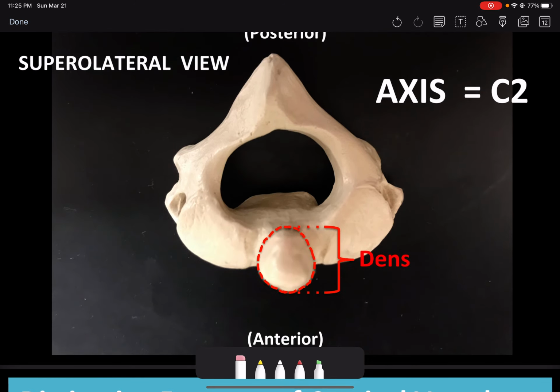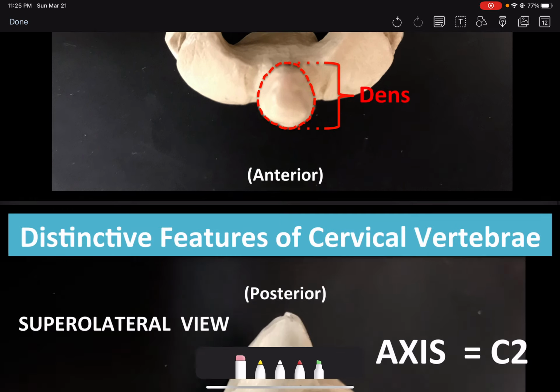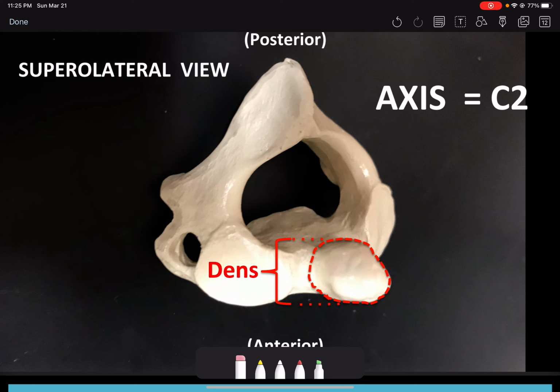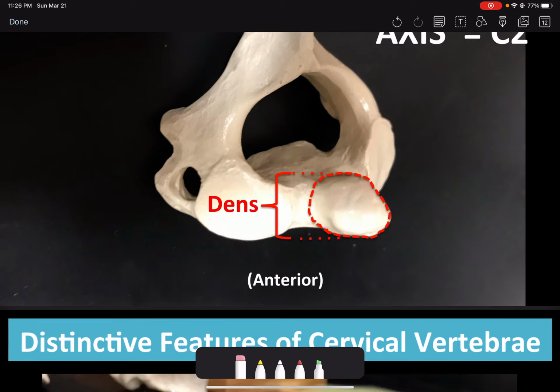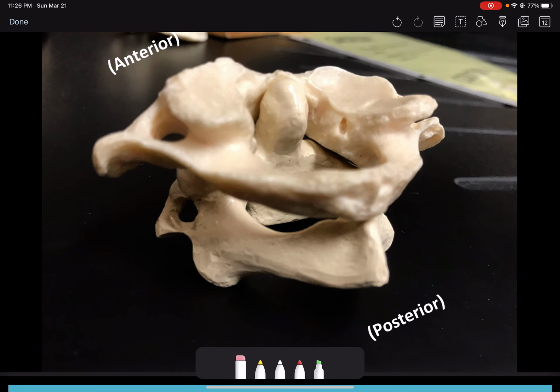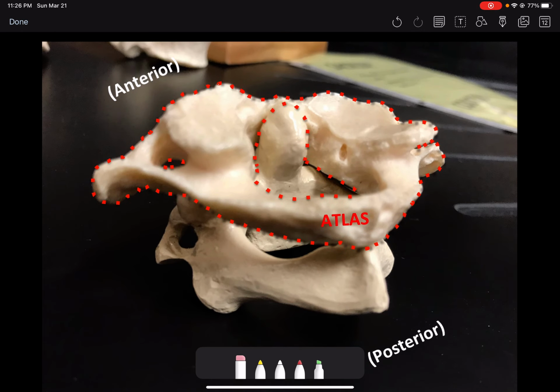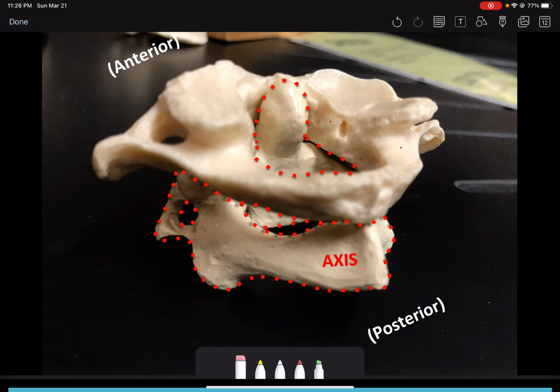A distinctive feature of axis is going to be its dens process, which is this little hood ornament that sticks up from its body. And we'll see how the dens process plays a critical role in the articulation of the atlas and the axis coming up in the next few slides. So here's just a lateral view to give you a better view of the dens process. And then here we have the atlas and the axis stacked upon one another. Here I have highlighted the atlas for you, and then here I have highlighted the axis for you. And you can see especially that dens process right there sticking up from the axis.